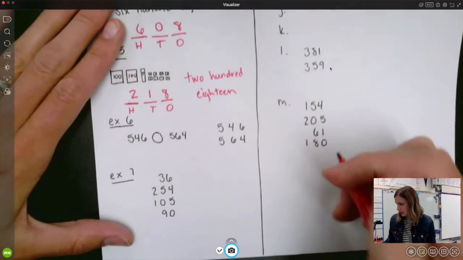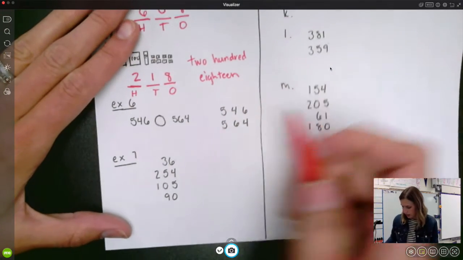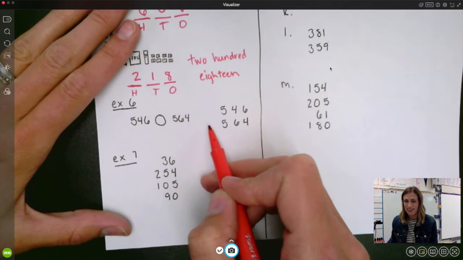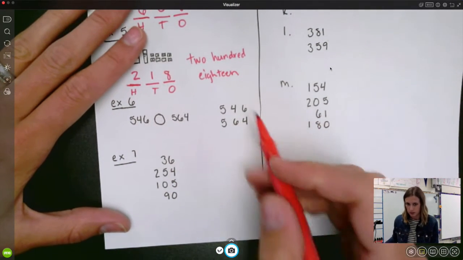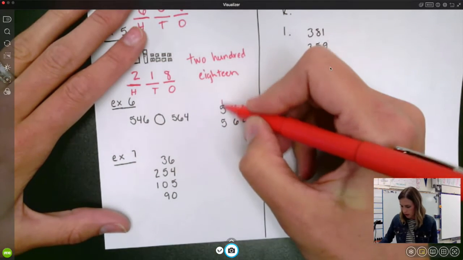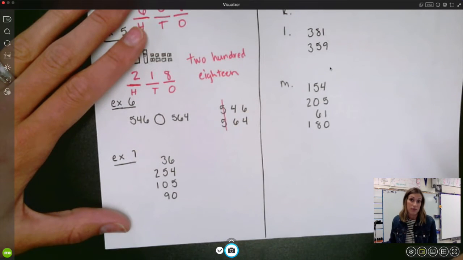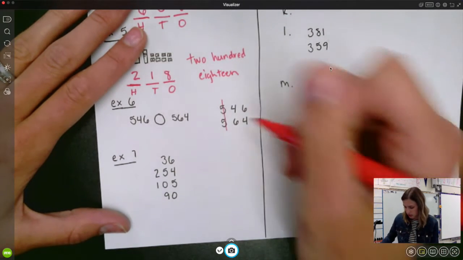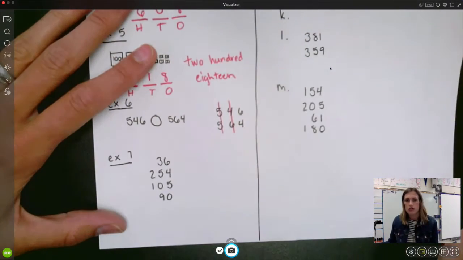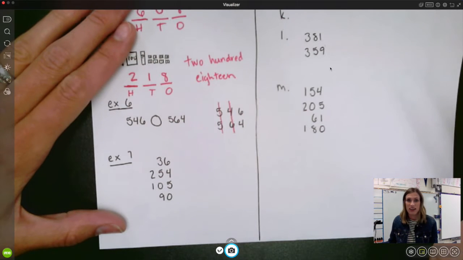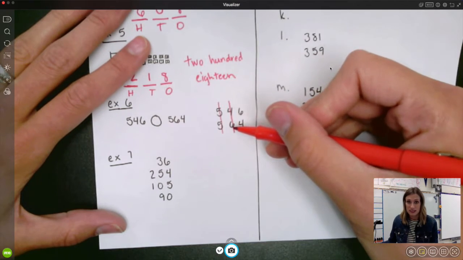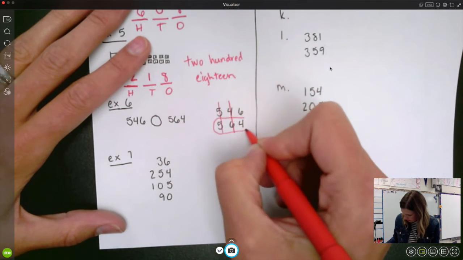Example 6 says, which of these two numbers is greater, 546 or 564? Well, I think the easiest way to do this is to stack them on top of each other. 546, 564. First one are hundreds. The 5 and the 5, those are the same. So our hundreds are exactly the same. They're equal right now. Let's go to the tens. 4 and a 6. We don't have to look any farther. Which one's bigger, 4 or 6? Well, 6 is bigger, so this entire number is bigger.